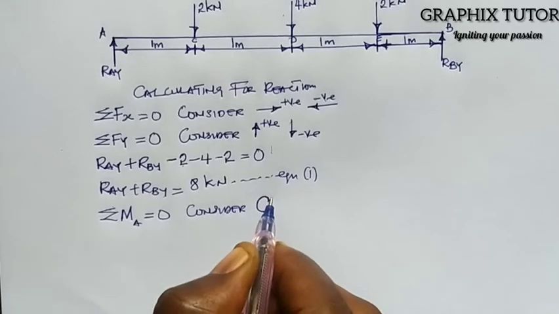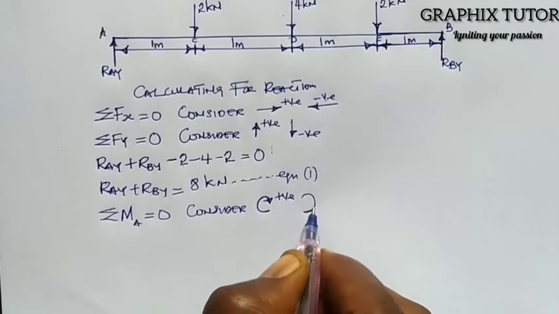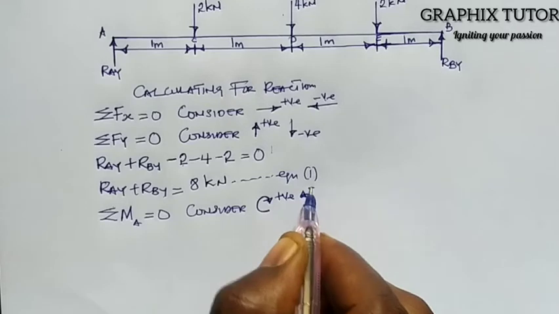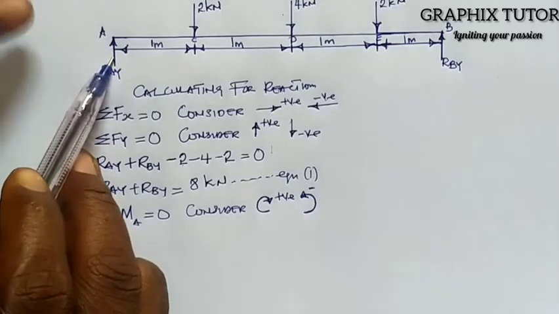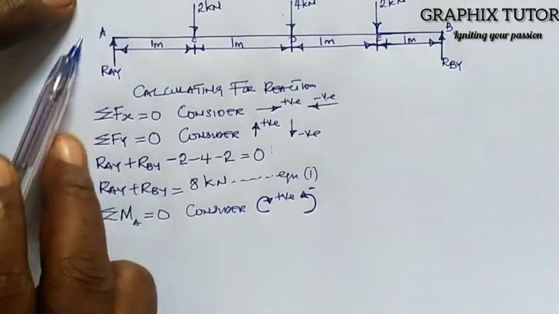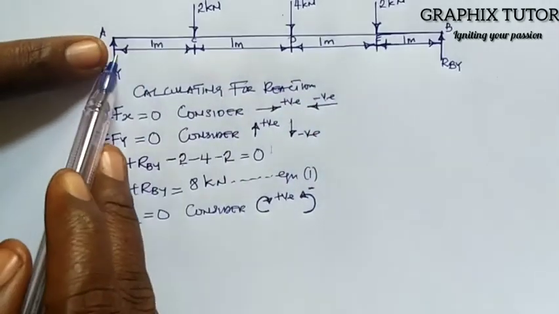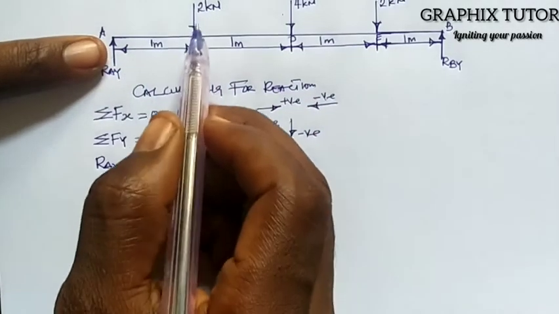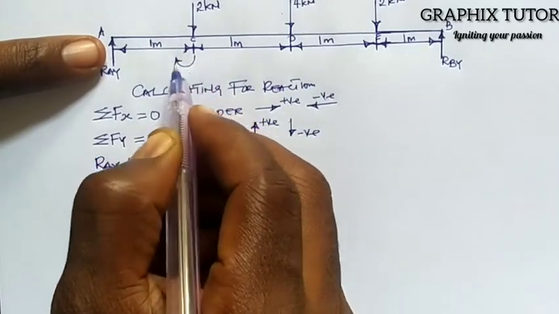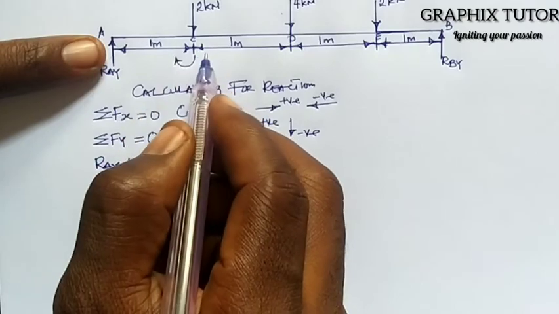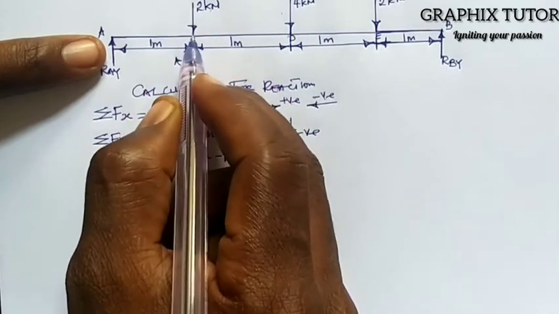Now we are going to consider clockwise moment to be positive and anti-clockwise moment to be what? Negative. So now let's see, I'm taking moment about point A. It means that everything involving my point A is now 0. So all the forces will be going towards what? Point A. So the first one is 2 kilonewton and is going towards this direction, and that is what? Clockwise, right?